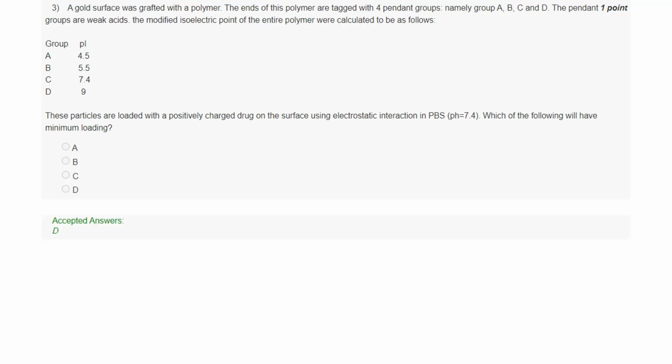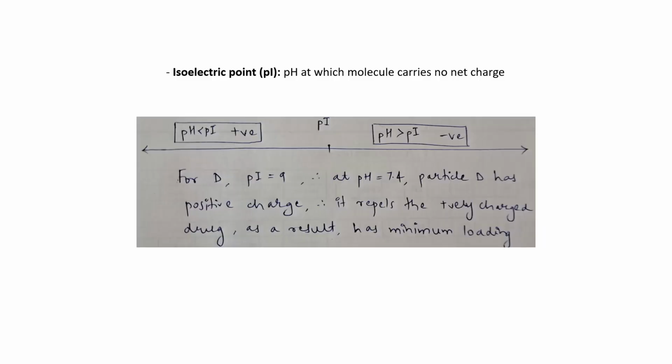Okay, so the correct answer is option D. We'll see how that is the right answer. Before that, does anybody know the concept of isoelectric point? Yeah, so isoelectric point is mostly concerned with proteins and amino acids, though it is applied to other molecules as well. So isoelectric point is a pH at which a molecule carries no net charge.